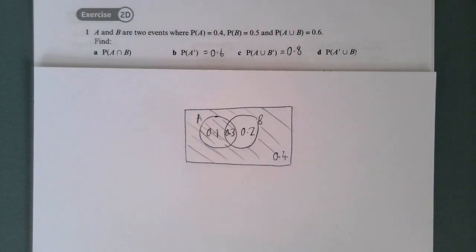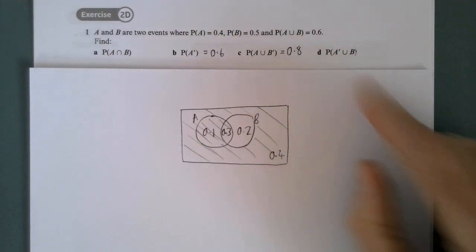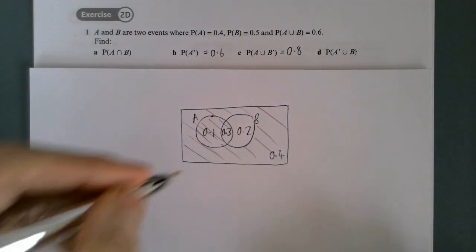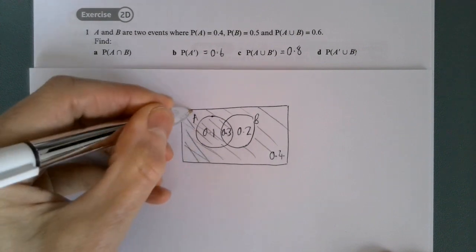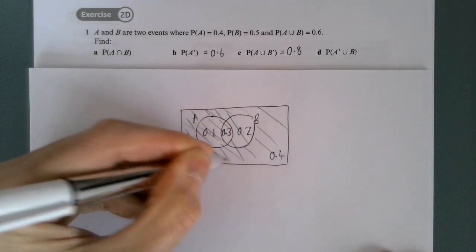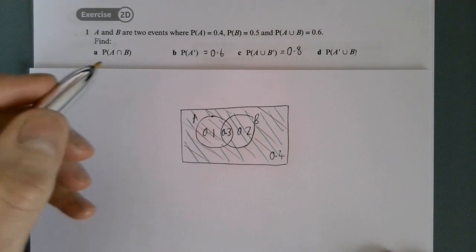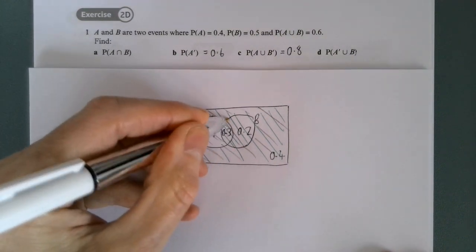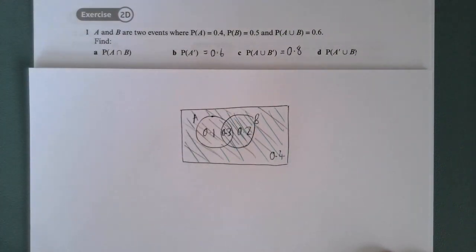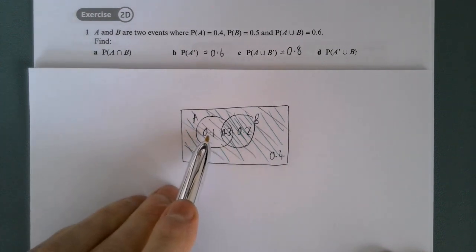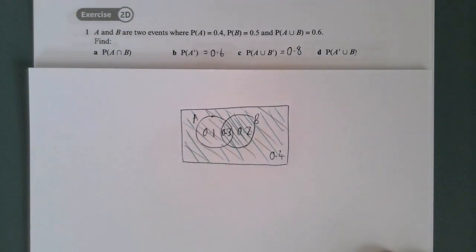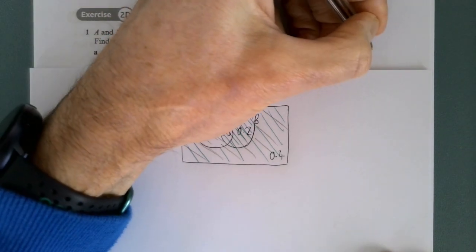And I need a different colour for this. So let me just grab a green. So again, another union, so it's either. So not in A, so I'm going to shade everything that's not in A. And in B. So not in A and in B. So either of those two, so I've shaded in everything apart from the 0.1. So the answer of that is 0.9.